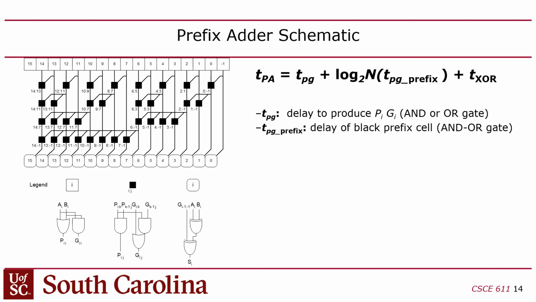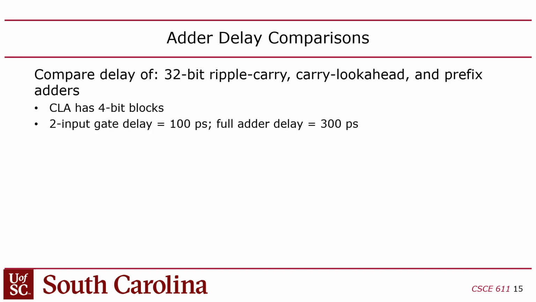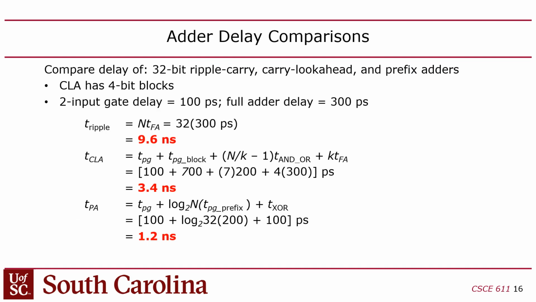So if you're comparing the ripple carry, the carry look ahead, and the prefix adder, the prefix adder is going to be the fastest one, assuming that the circuit is big enough, I think. If your n is small enough, the carry look ahead may win. But in general, for a large enough adder, the prefix adder is going to win.